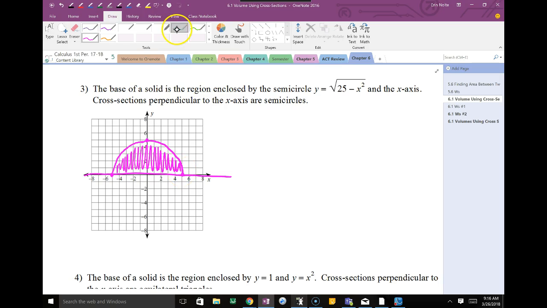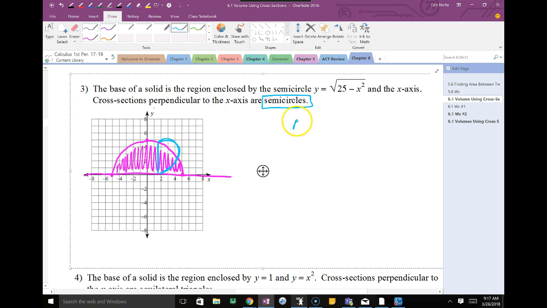Okay, now this time I have cross sections that are perpendicular to the x-axis that are semicircles. So this is a little bit more interesting. Since our cross-section area is a semicircle, tell me what the equation for the area of a semicircle would be. Area. Think area. What's the area of a circle?